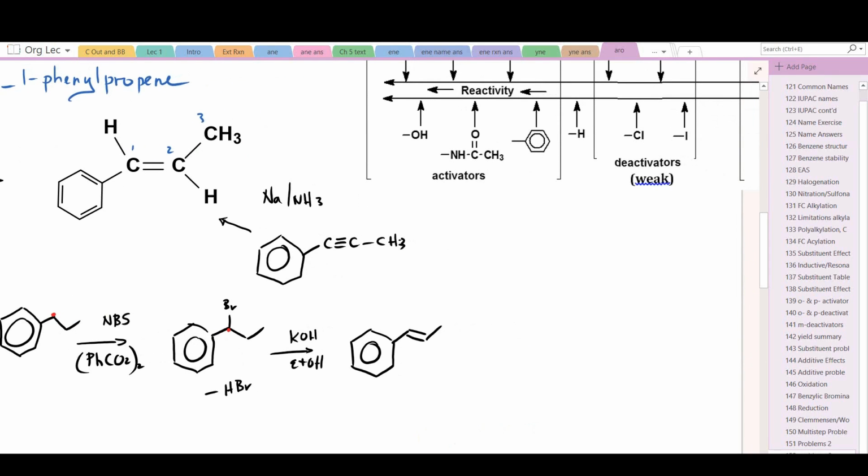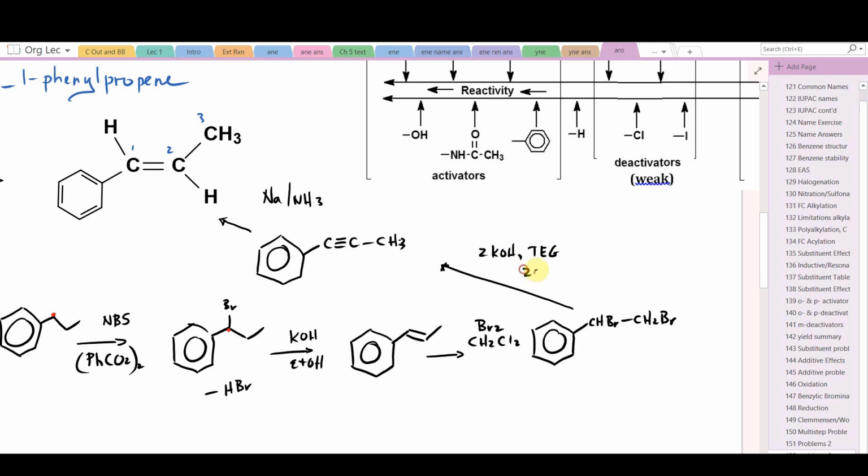And then go from the 3-carbon alkene to the 3-carbon alkyne. We've done that a few times. We're going to halogenate. I'll use bromine in dichloromethane. And finally, we can do a double dehydrohalogenation. 2 moles of KOH, triethylene glycol, high temperature solvent, 200 degrees C, minus 2 HBr gives us our alkyne.